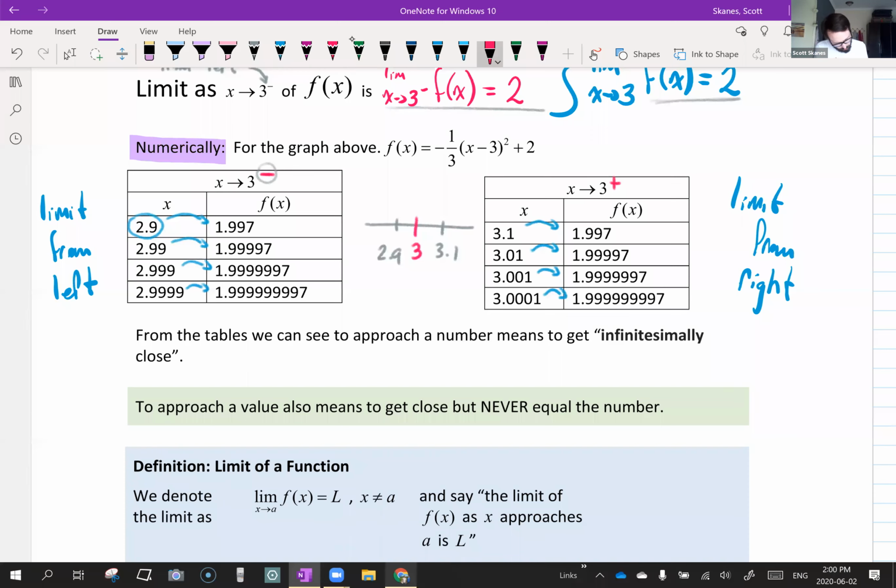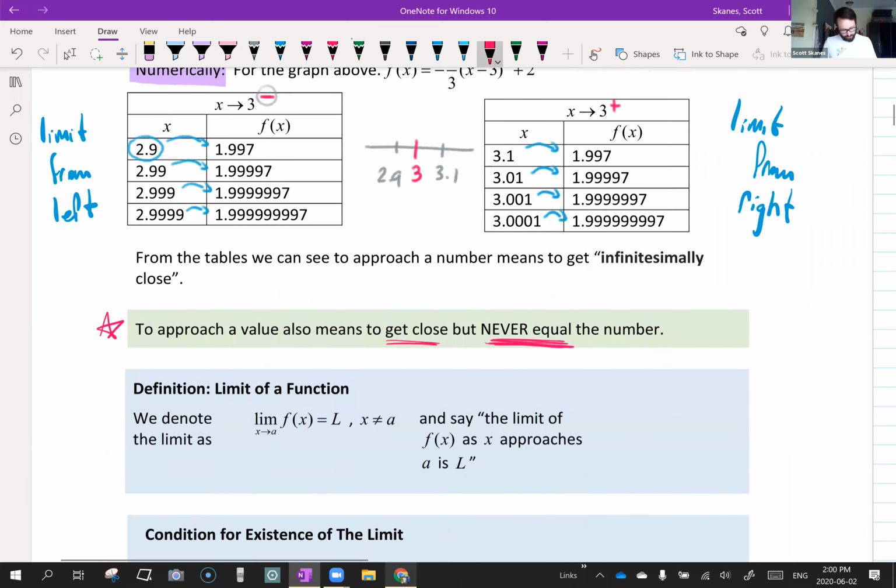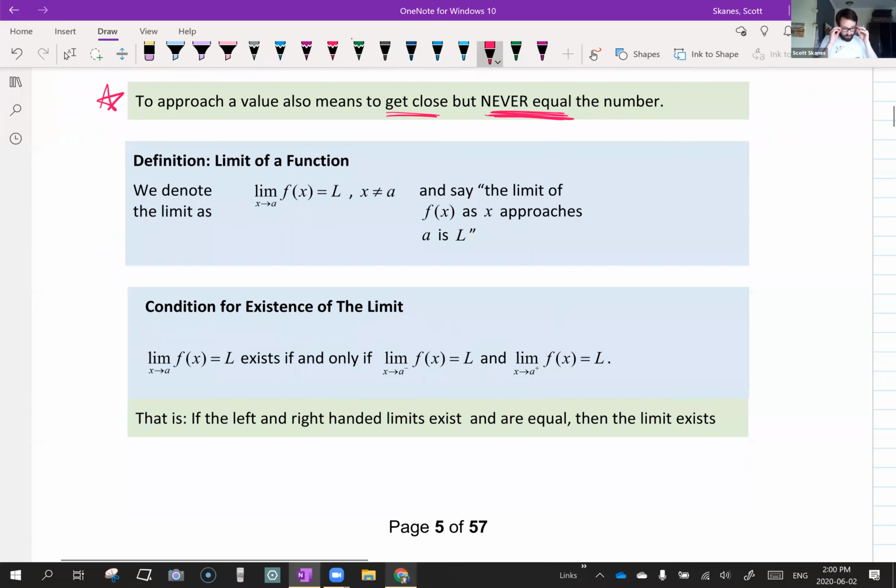It says here, to approach a value means to get close, but never to the actual number. So we can get close to 3, but we can never touch it. All right. There's a few conditions here. The most important one, well, let me just read it out. The limit is this. This is our definition. The limit as x approaches some number equals the limit. But more importantly, I would say is this sentence. If the left and right-handed limits exist and are equal, then the limit exists.